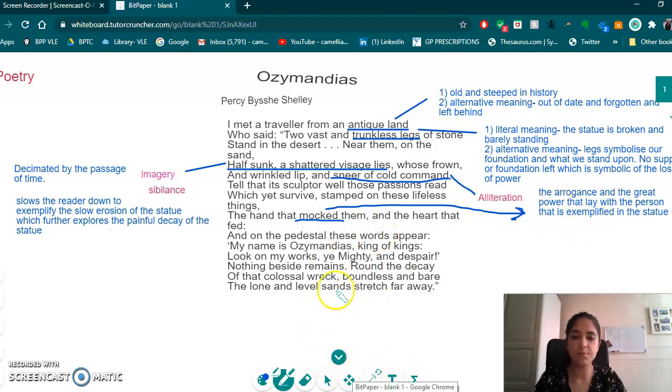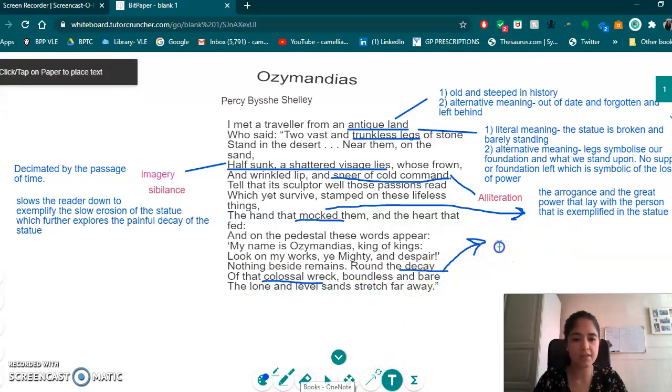But here, this is where it gets interesting, right towards the end of the poem. It says, and on the pedestal these words appear, my name is Ozymandias, King of Kings. So that makes it very clear that the statue is of a king that ruled in the past, but is now no longer important, and in fact his statue is completely gone. But the fact that he was this great power, this great king, highlights the irony, because here, look, it says, round the decay of that colossal wreck.